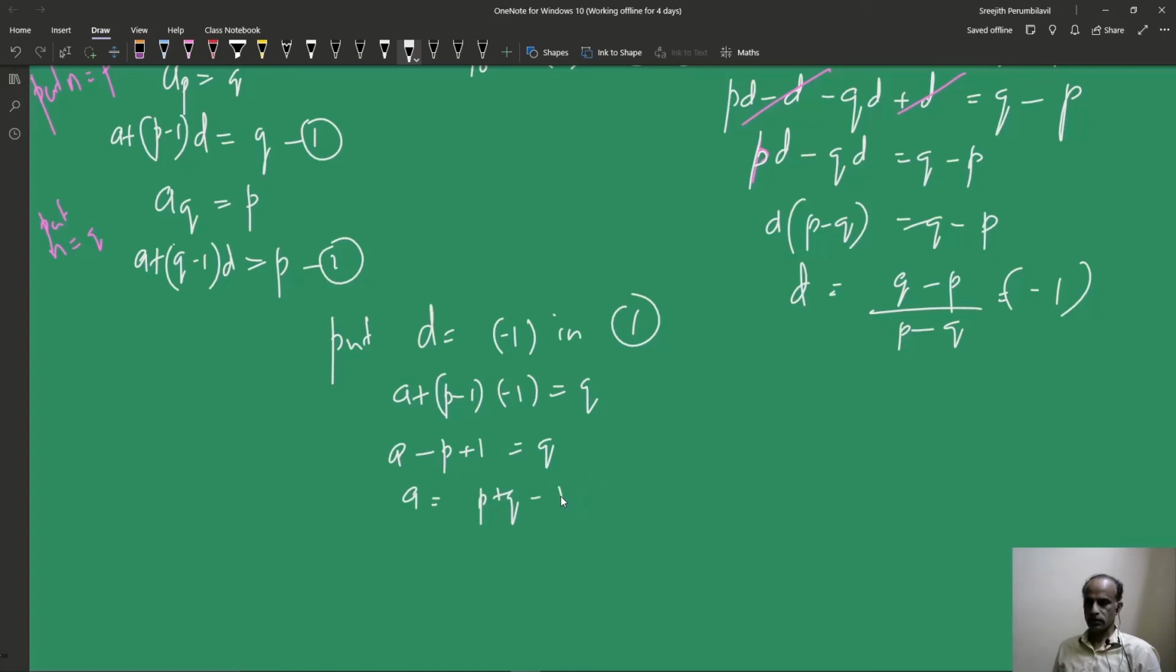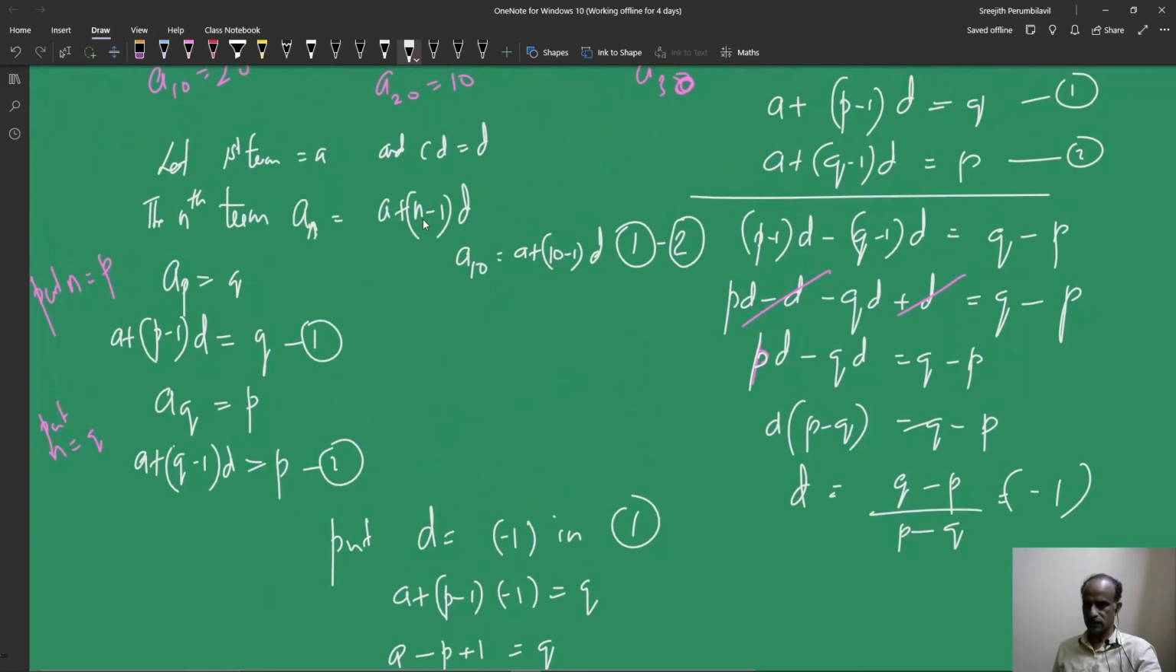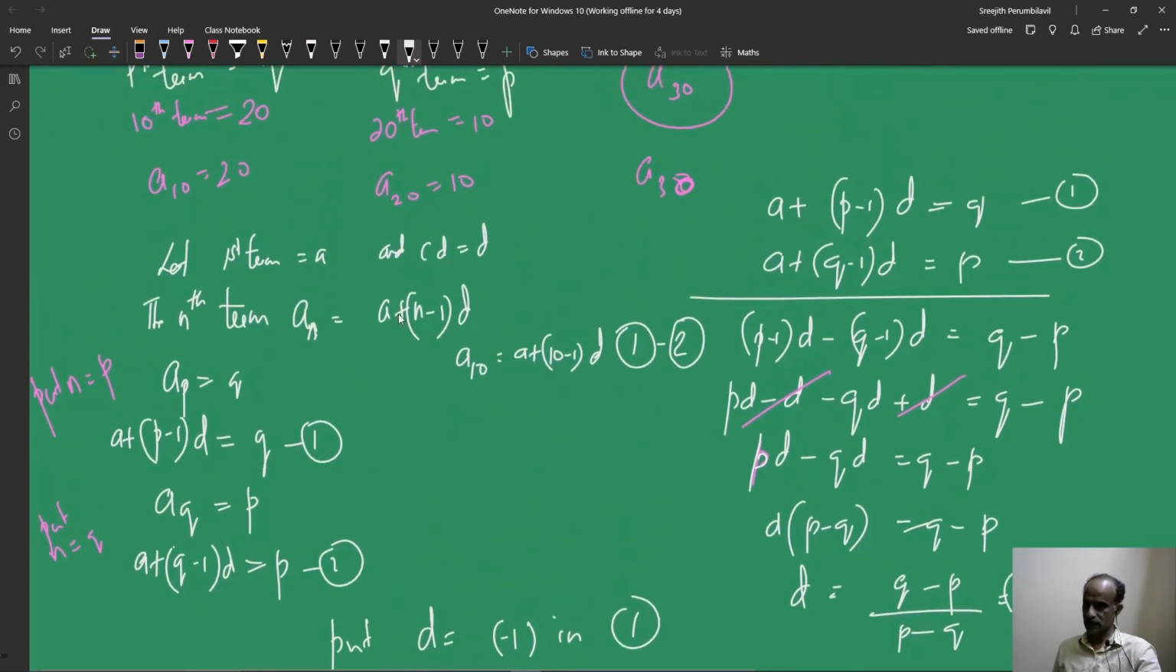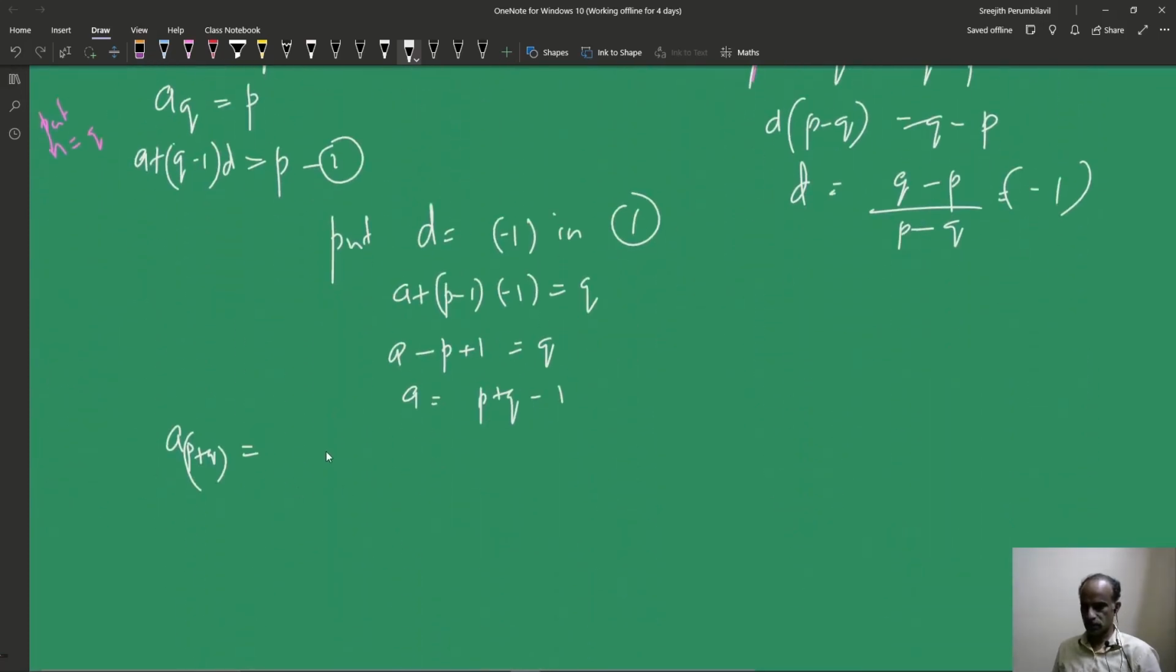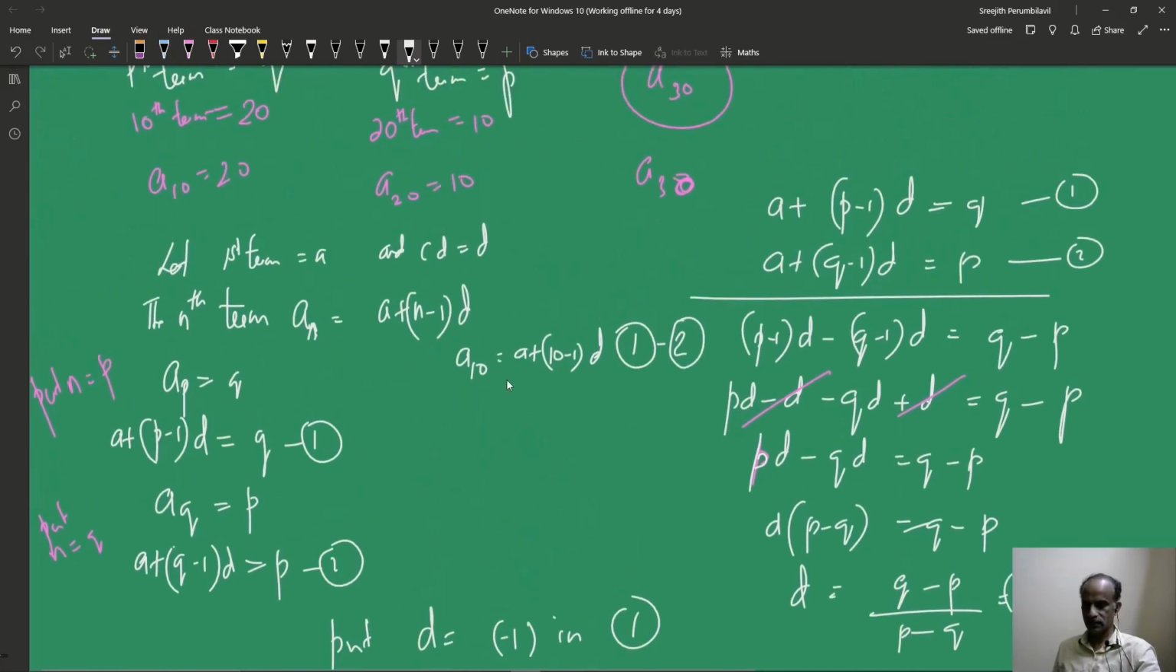Right, now what do they ask you to find? P plus Qth term. How do you find the nth term? Nth term is A plus n minus 1 into D. What about P plus Qth term? How about the 10th term?